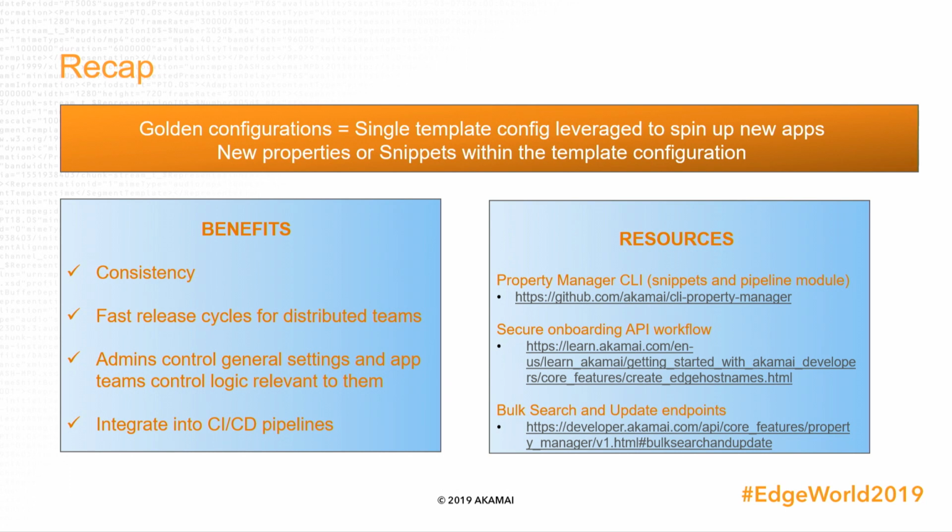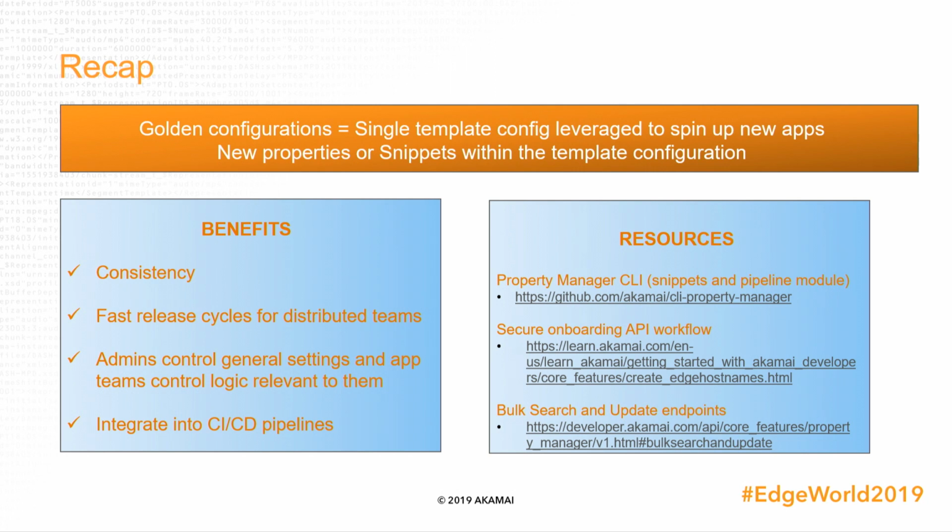And these are all the resources that I talked about that you could use. If you're looking to use the first method, the property manager CLI, the snippets and the pipeline module are really relevant over here. They are on our GitHub repo, on our learn.akamai.com site, and on our developer.akamai.com site. So if you just do a search for Akamai pipeline or the property manager CLI, you should be able to find it.